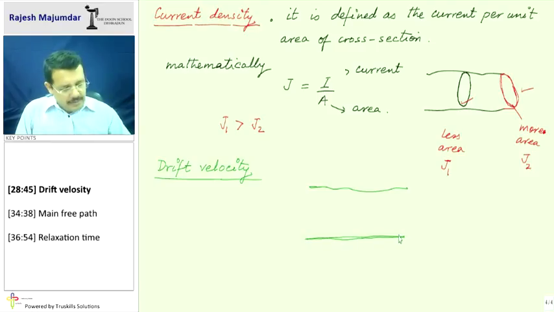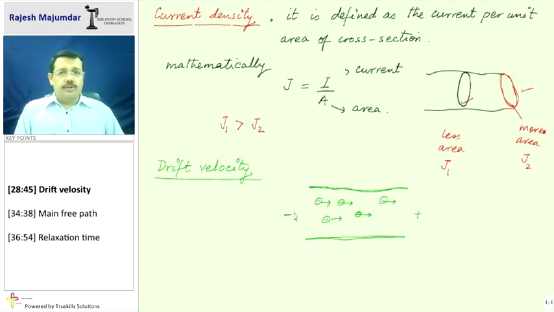Suppose we have this conductor and there are a large number of electrons which are flowing, and if they are flowing in one particular direction, that means they have been either attracted by the positive side as well as repelled by the negative side.